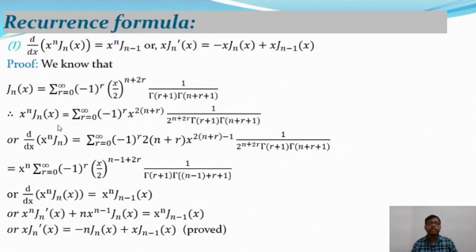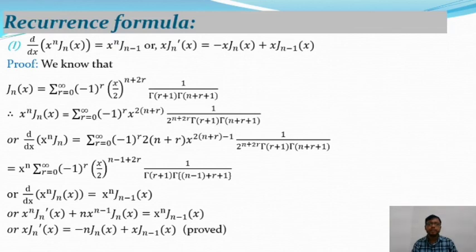So now differentiate this equation with respect to x, and we'll get d by dx of x to the power n of Jn x. Okay, and it is equal to summation over r is equal to 0 to infinity of (minus 1) to the power r into, so the derivative of x to the power 2 into n plus r is equal to 2 into n plus r into x to the power 2 into n plus r minus 1. Okay, so this is the first order differentiation with respect to x, into this one. This is the constant term. Okay, so 1 by 2 to the power n plus 2r into gamma r plus 1 into gamma n plus r plus 1.